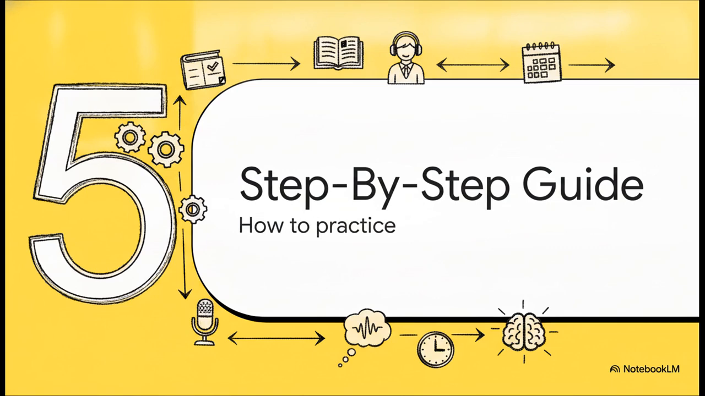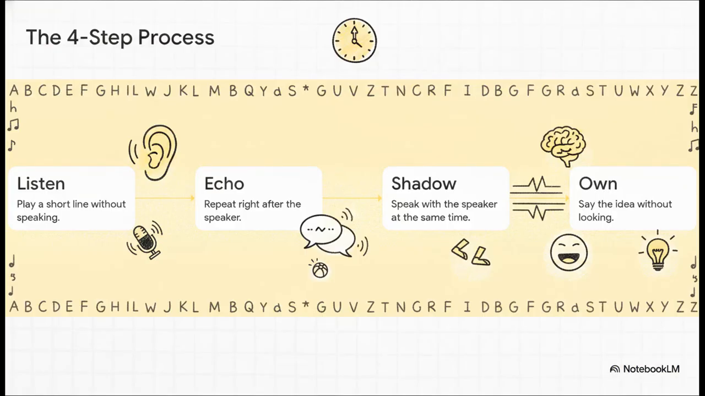Section 5. This step-by-step guide. So, how do we actually apply this in our daily lives without feeling overwhelmed? Using a straightforward 4-step process, you literally just need a single minute to run through this. First, deeply listen to catch the rhythm. Second, echo the sounds right after they speak. Third, shadow the audio simultaneously to build speed and flow. And finally, own the sentence, meaning you say the idea out loud without looking at a text or hearing the audio.